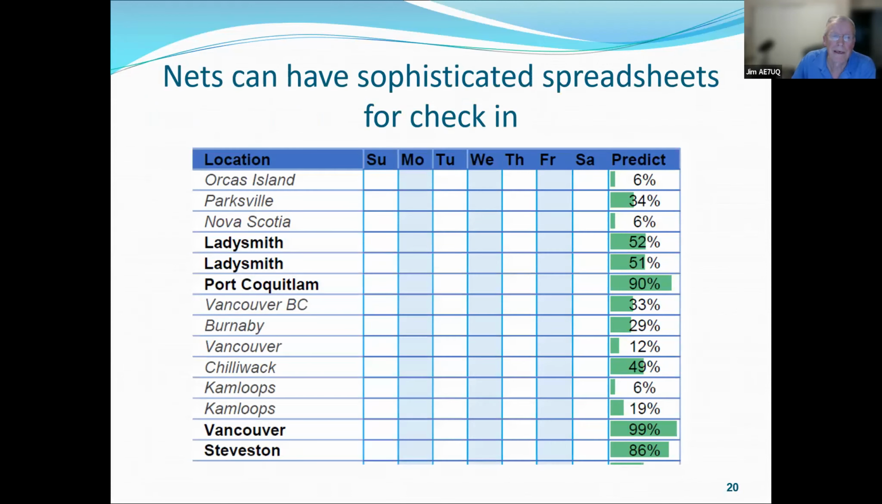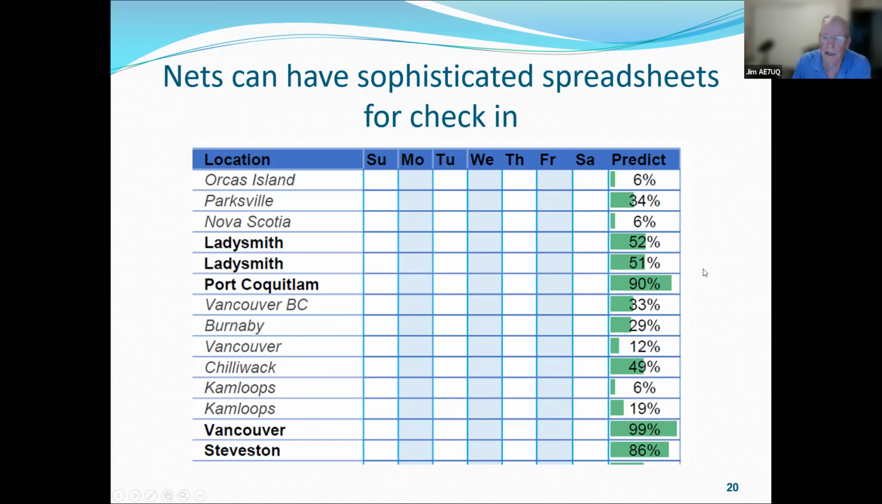An example of a complex net. This is out of the spreadsheet that's used for the Rainbow Country Net that I mentioned early on as a social net. They've come up with a very sophisticated check-in spreadsheet. And this is just one piece of it. As I mentioned, they typically get 110 to 120 check-ins every day. And this tells the net controller, the guy or girl who's running the net, who they should ask for.